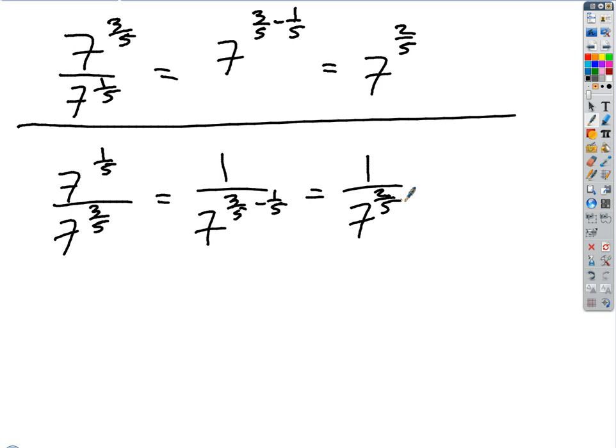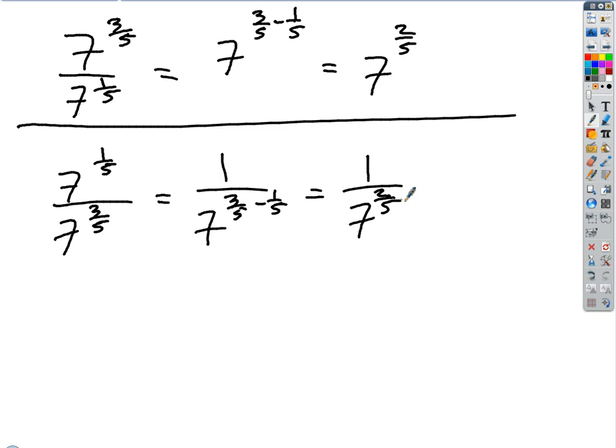So what could I do here? You see a way I could do this? Well, I could write it as 7 to the minus 2/5, but the negative exponent still means it's on the bottom. We want to write our answer in terms of positive exponents. So I'm going to have to multiply the top and the bottom by something. What do I need to multiply the bottom by?